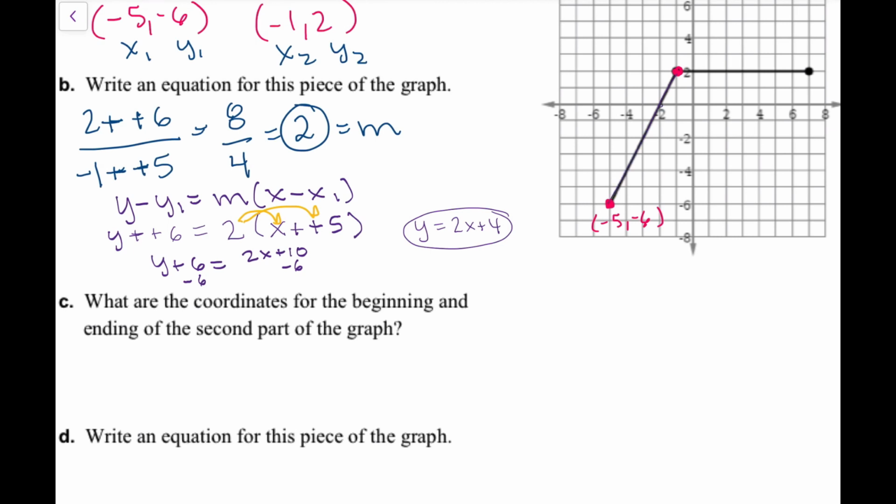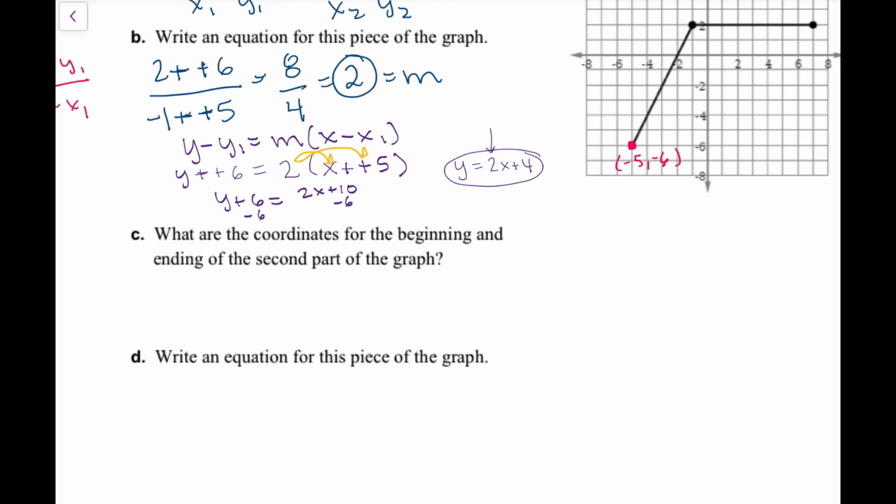Okay, now if you look right here, it's going up 2 over 1. That's where I get my slope here. And if I went up 2 over 1 here, it would intersect the y-axis at 4. So that's why it's going to be 2x plus 4.